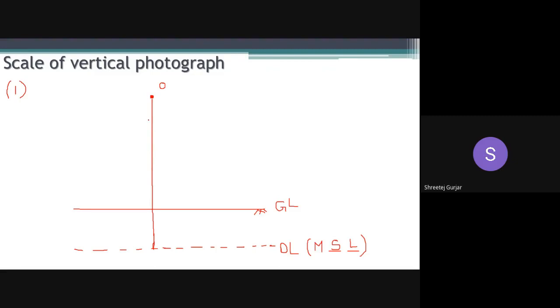Okay. So this particular point where the camera axis meets the ground, what is this called? The principal point, right? How do we name the principal point? What is the letter to name the principal point? This is the camera axis. Principal point is named as capital K. Okay, capital K. Principal point.